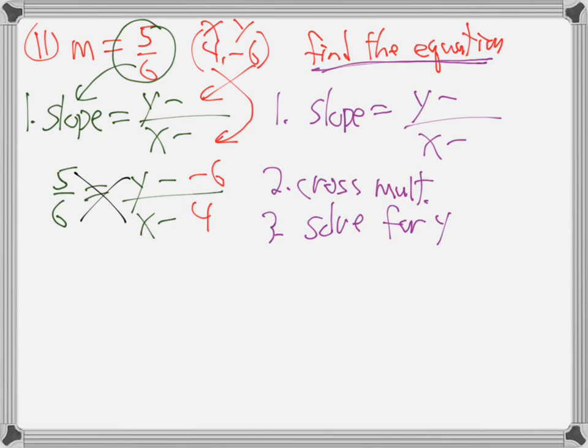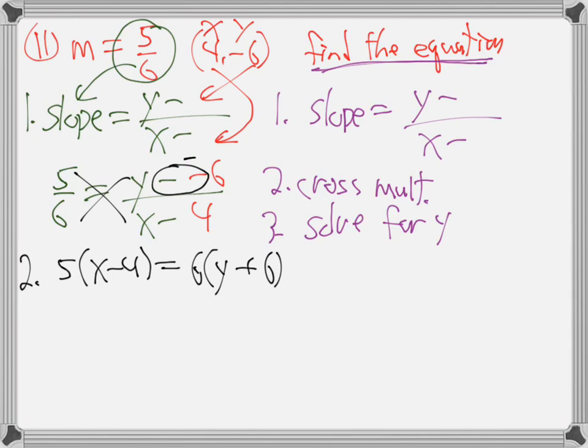So we cross multiply now. I'm on step 2 now, cross multiply. 5x minus 4, 6y plus 6, right? These 2 negatives here become positive. Is that good? Like that.